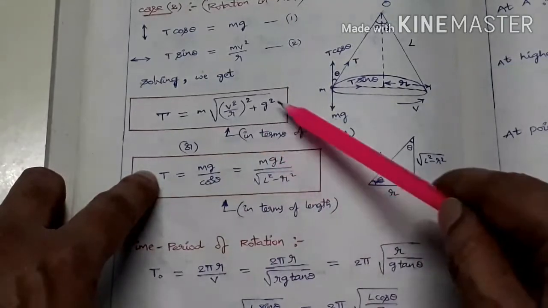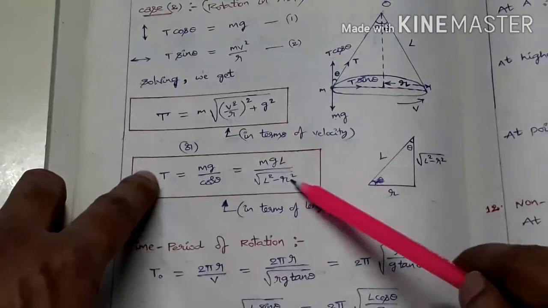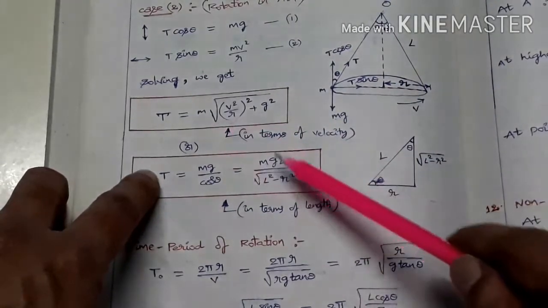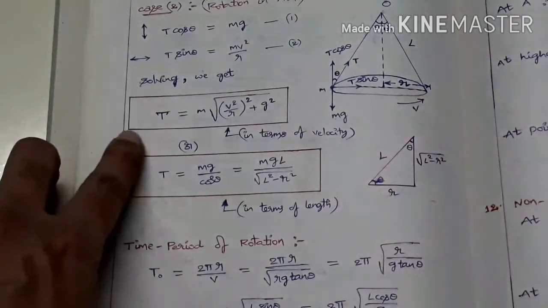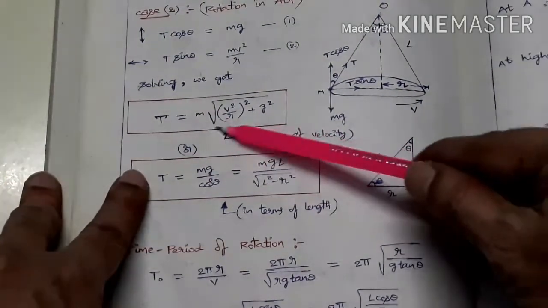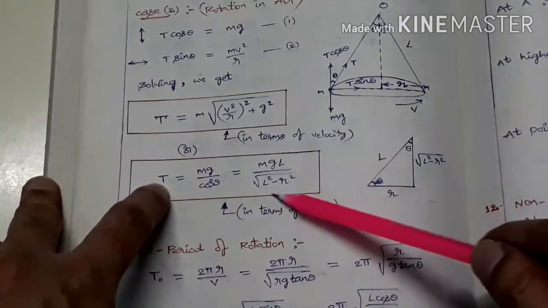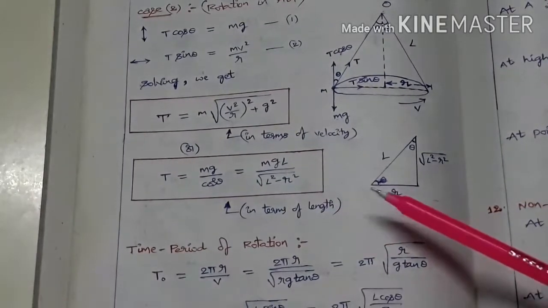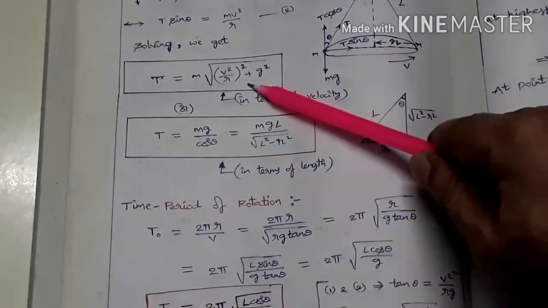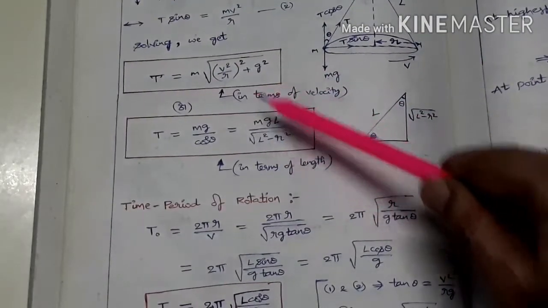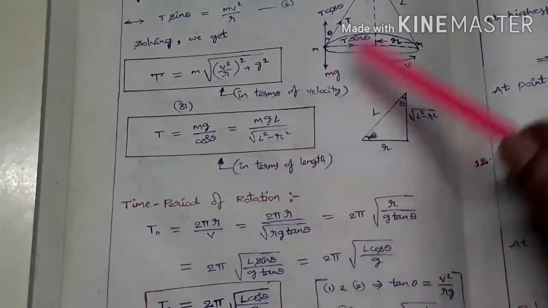Here g is there in both, r is the radius of the horizontal circle and is there in both, m is there in both. Here v is there, but here v is not there. Here L is there, but here L is not there. So we are getting two types of formula. One is T equal to m into root of (v square by r) whole square plus g square. Here T equal to mg L by root of L square minus r square. So we can use the appropriate formula in problems. This one is in terms of linear velocity, and this is in terms of length of the string. Expression for tension in the string.